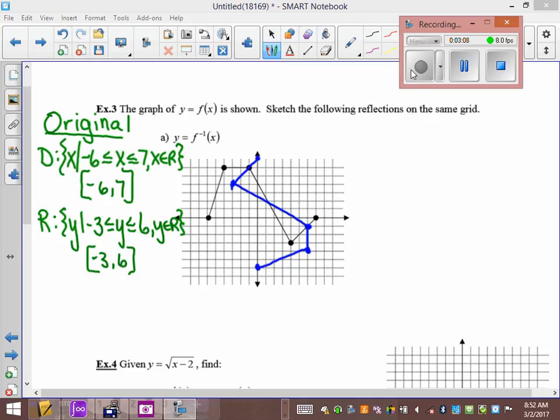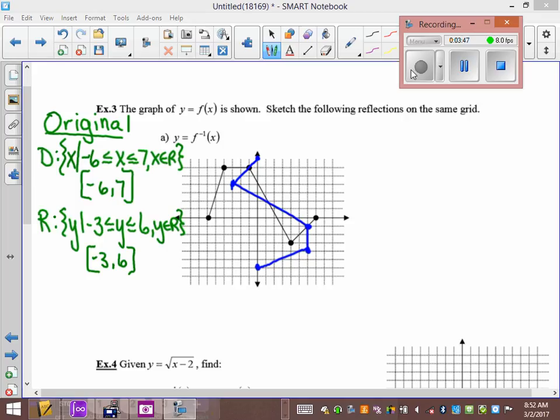Why do I not need to draw the inverse graph? Does anyone have any idea why I wouldn't have to draw the inverse graph in order to get the domain and range of the inverse? When you find the inverse, what are you doing? You're finding the opposite. So your x's become your y's, and your y's become your x's, correct? What's domain based on? X. That's now going to be your y. So now it's going to be your range. What's your range based on? Y. It's now going to be your x, so your domain.